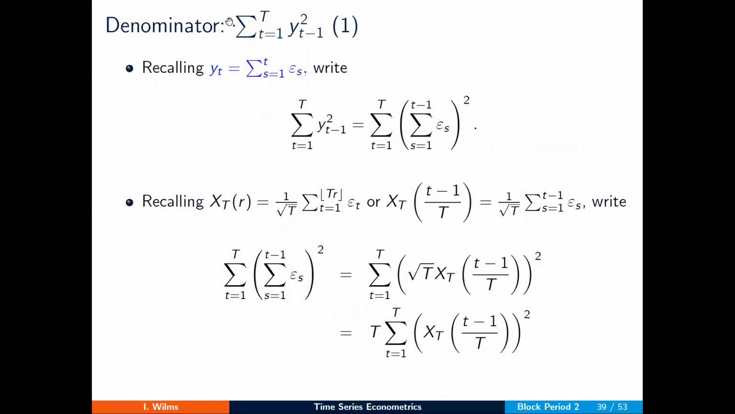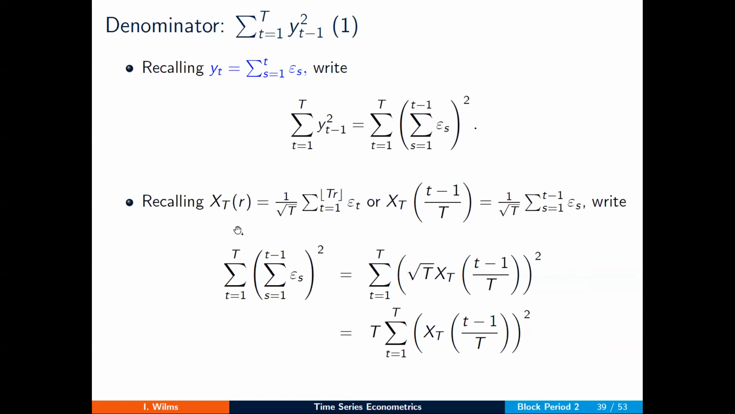Now let us continue with the denominator, and remember the denominator was nothing more than the sum of the squared lag. Also for this term, we would like to rewrite it in the form of a partial sum of the errors. And remember from the DGP that y_t can be rewritten as the partial sum of the errors up until time point t, the same time point. So let's plug this into our expression for the denominator over here.